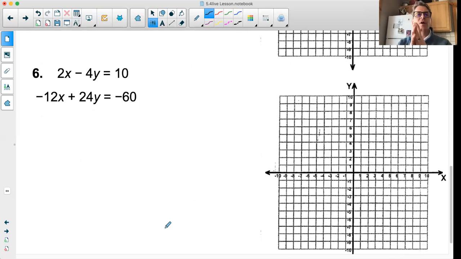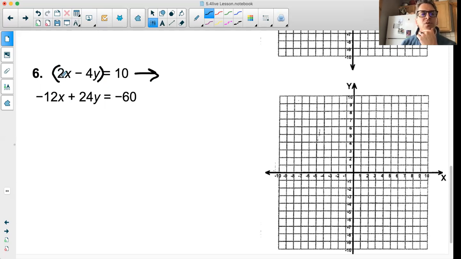Okay, so this problem here, I see this 2 and I see this negative 12. I see this negative 4 and I see this 24 and I see 10 and negative 60. So if I could somehow use elimination, if I made this 2 a 12, I think we could be in business here. So let's try to work with this top equation.